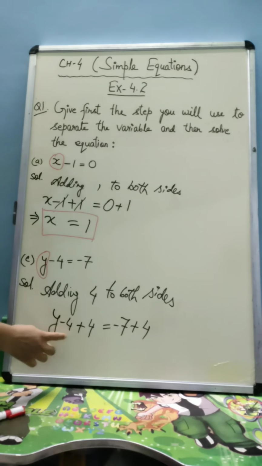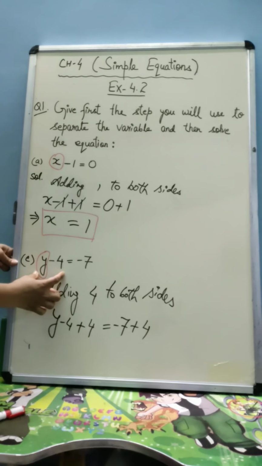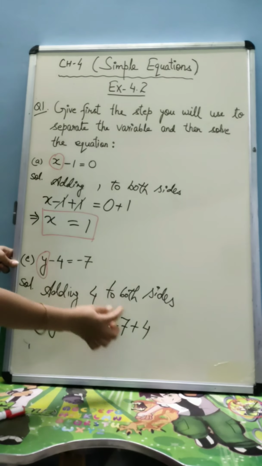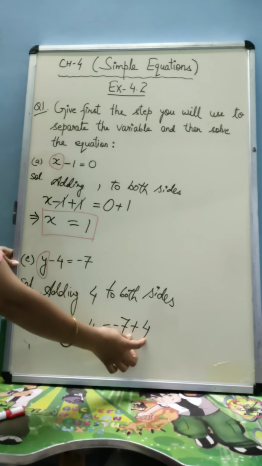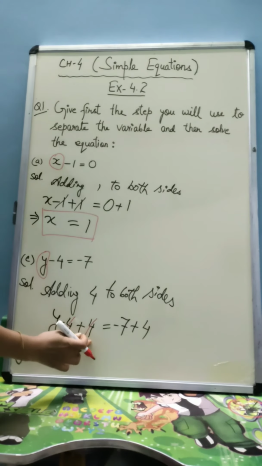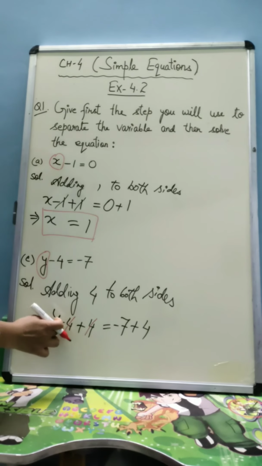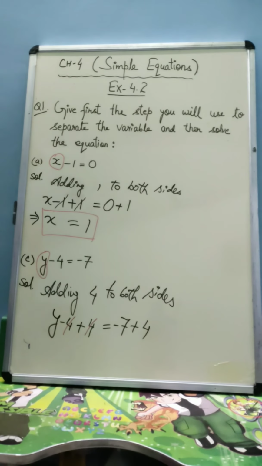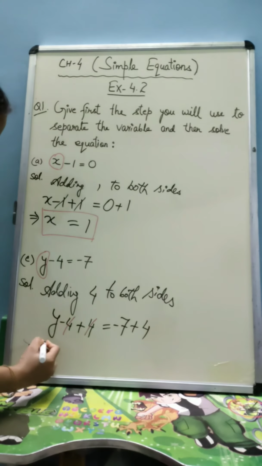Okay, so y minus 4 was the LHS. We will add plus 4 and the same number we will add to the RHS also. Okay, so again, students, you can see minus 4 and plus 4. See, same numbers but different signs, so they will get cancelled. Okay, the value is 0 because 4 minus 4 is 0 only. Okay, so what will we get here?